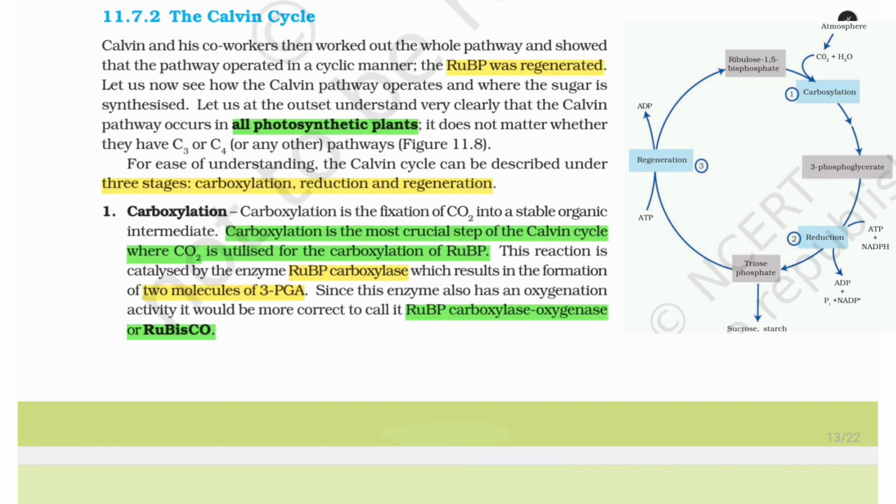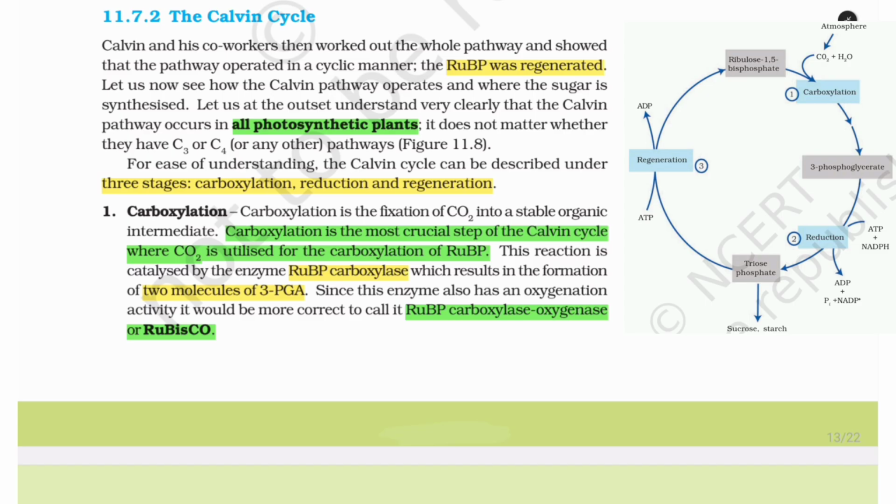11.7.2 The Calvin cycle. Calvin and his co-workers then worked out the whole pathway and showed that the pathway operated in a cyclic manner. The RUBP was regenerated. Let us now see how the Calvin pathway operates and where the sugar is synthesized. Let us at the outset understand very clearly that the Calvin pathway occurs in all photosynthetic plants. It does not matter whether they have C3 or C4 or any other pathway, figure 11.8. For ease of understanding, the Calvin cycle can be described under 3 stages: carboxylation, reduction, and regeneration.